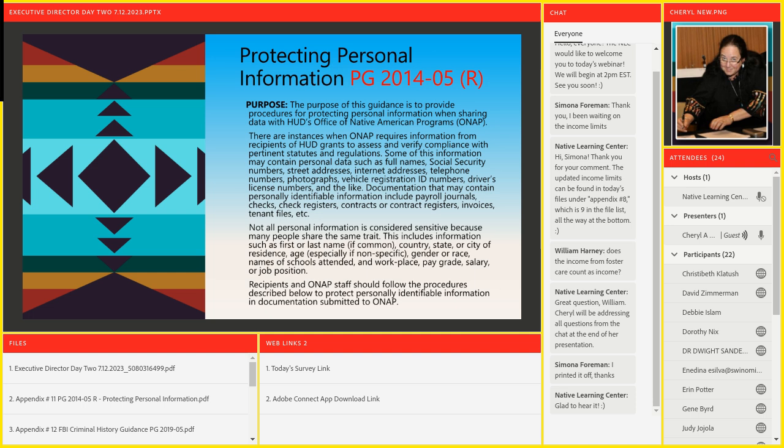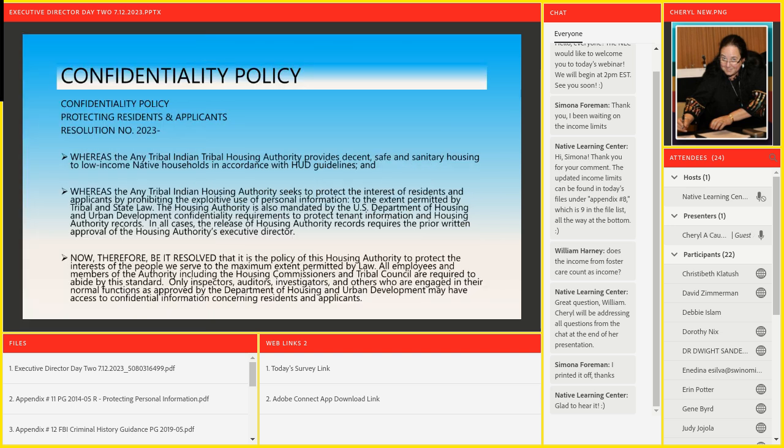There's a program guidance, 2014-05. The purpose of the guidance is to provide the procedures for protecting that personal information, especially if you have to send any information to HUD. It walks you through how to send what, okay? You should have a confidentiality policy protecting the residents and applicants, okay?